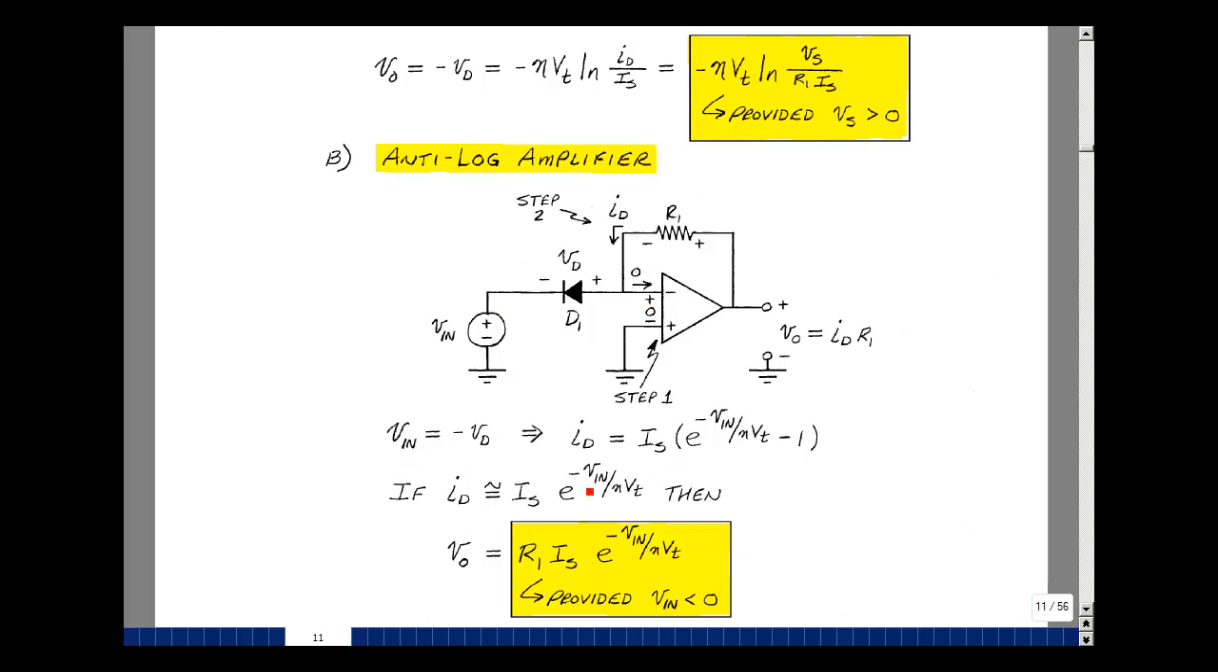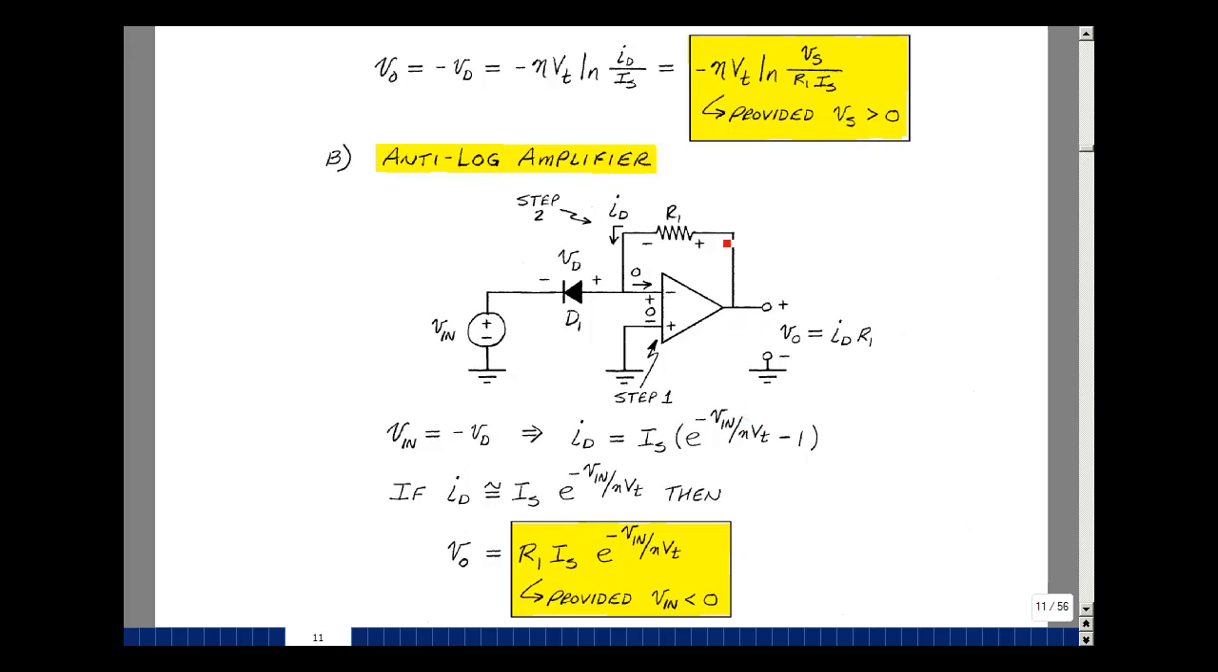Again, our Shockley equation is that i sub d is equal to I sub s times the quantity e to the v sub d over n v sub t minus 1. In this case, v sub d is equal to minus Vn. If we're strongly forward biased, we can throw away the 1. We can approximate i sub d as just this expression. Then we could solve for V out. Go around the loop here.